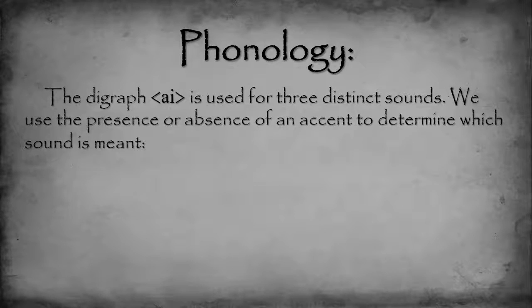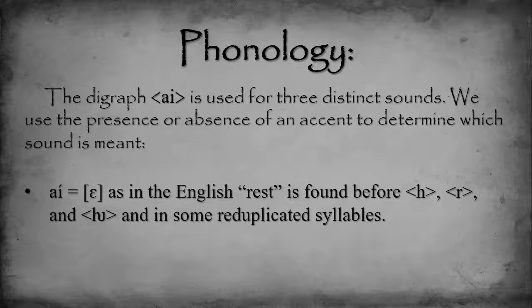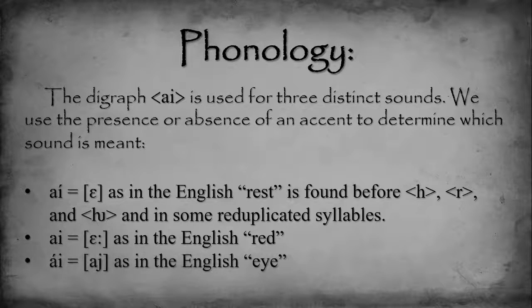The digraph AI is used for 3 distinct sounds. We use the presence or absence of an accent to determine which sound is meant. AI with an accent on the I is pronounced as in the English rest, and is found before H, R, and hw, and in some reduplicated syllables. AI with no accent is pronounced as in the English red, and AI with an accent on the A is pronounced as I, as in the English I.